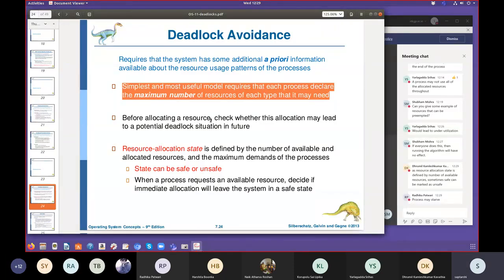Dhrumil says as resource allocation state is defined by number of available resources, sometimes safe can be marked as unsafe. Okay, Dhrumil, again, what you are telling is not wrong, but that does not answer my question as to why should I care whether the state is safe, unsafe, etc. Okay, Radhika is possibly going towards the correct answer. So Radhika, can you just unmute yourself for a minute? What do you mean process may starve?